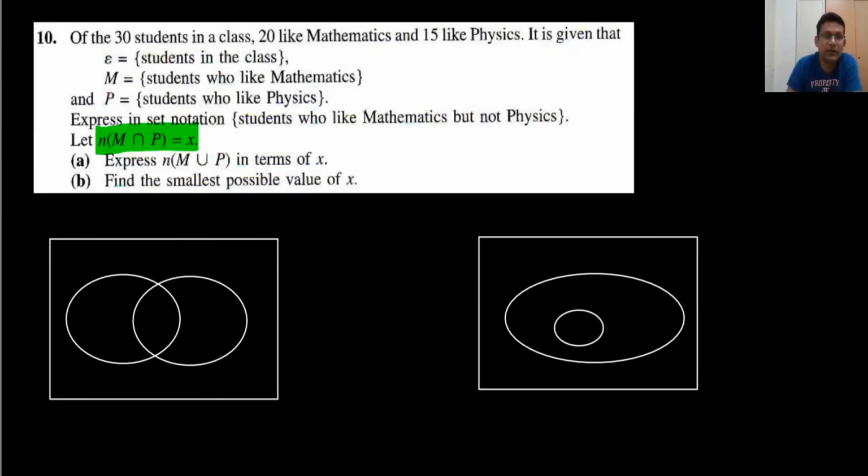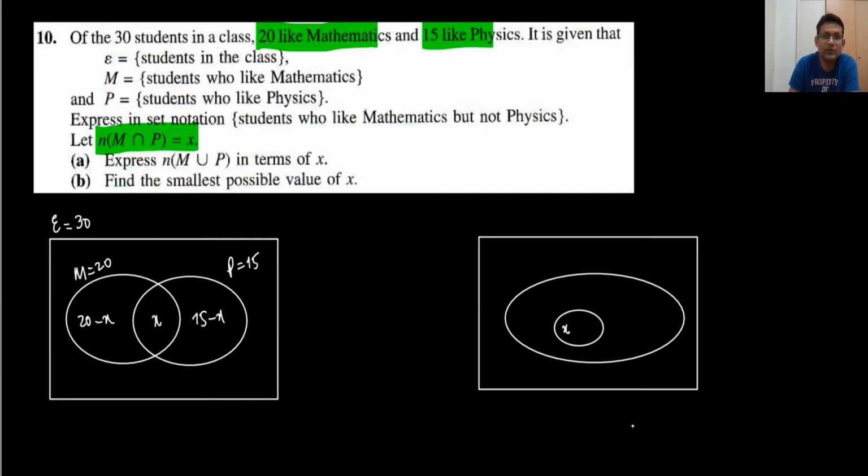So I'm just working now. X is in the middle, and X is also here because I'm talking about the intersection only. Okay, there are two sets M and P, and total elements are 30. 20 like mathematics, 15 like physics. So this is maths is 20 and physics is 15. So this will be 20 minus x, and this will be 15 minus x.